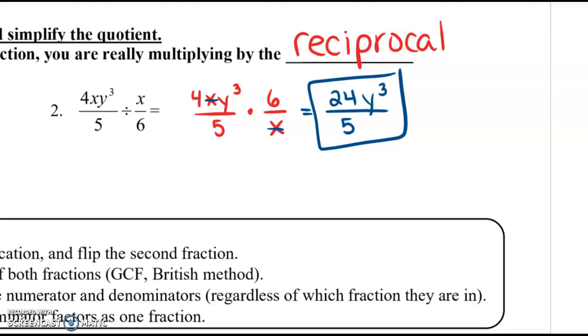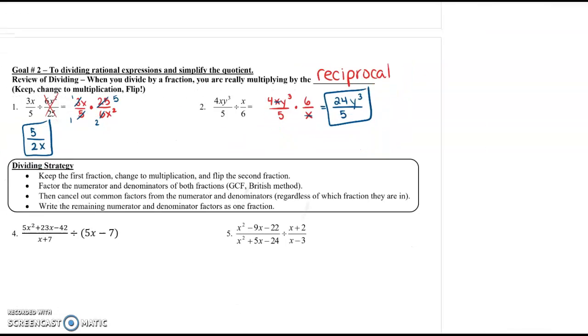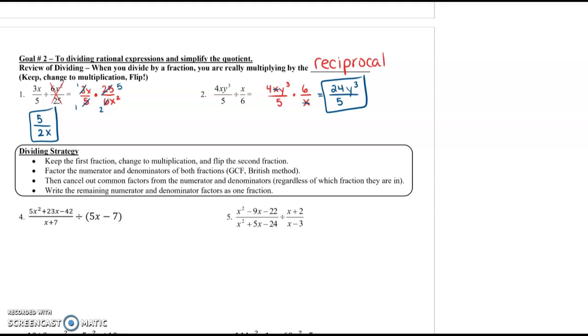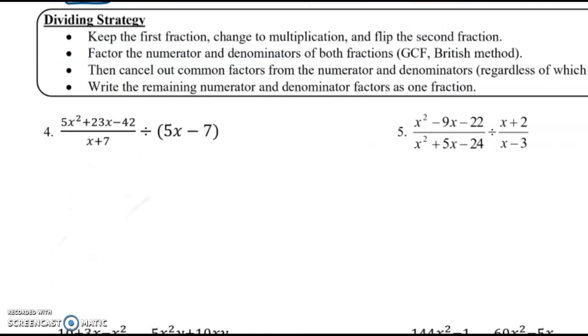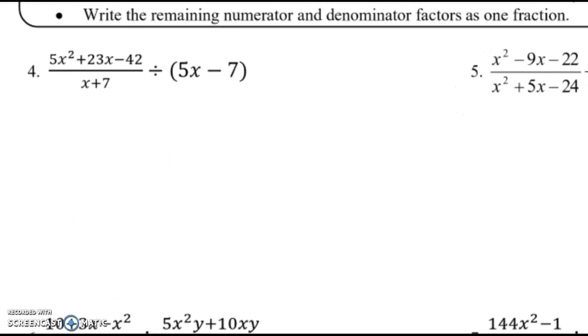Now it's the exact same thing even when we have binomials and trinomials and other things. Okay, so it's the exact same thing. You have to do keep, change, flip. So you're going to keep your first fraction exactly the same, change your second fraction by flipping it around. Okay, so instead of having it be 5x minus 7 over 1, I'm going to flip it and have it in the denominator.